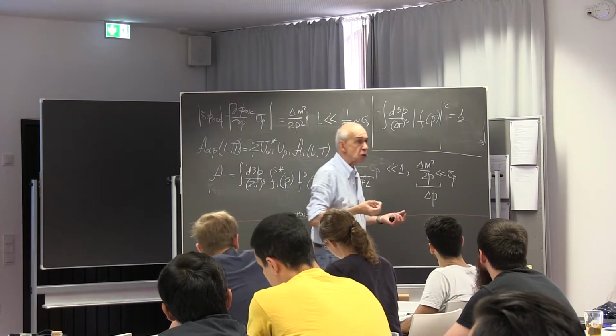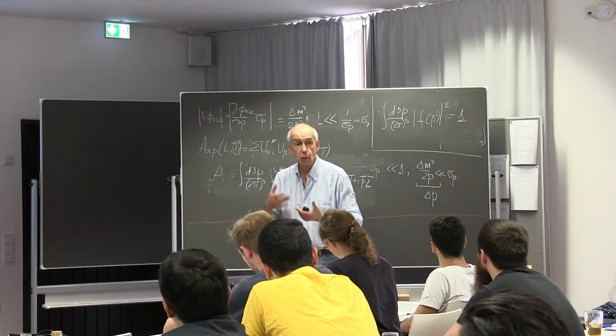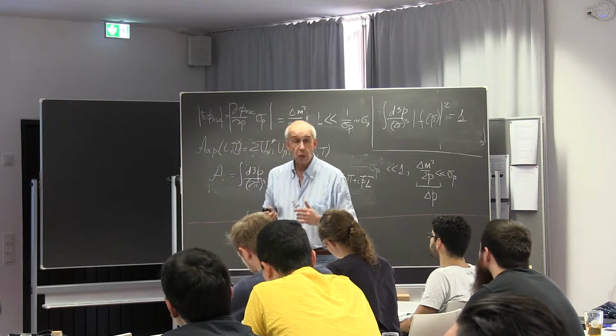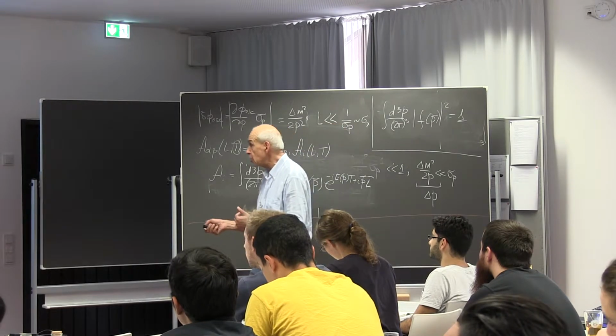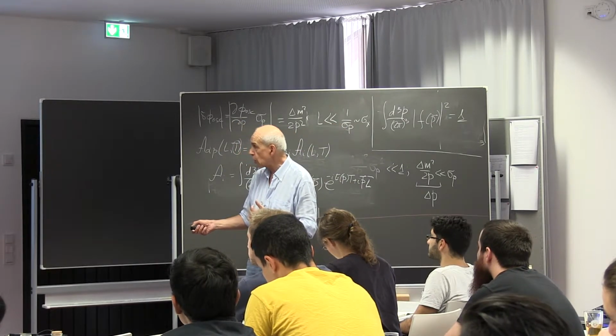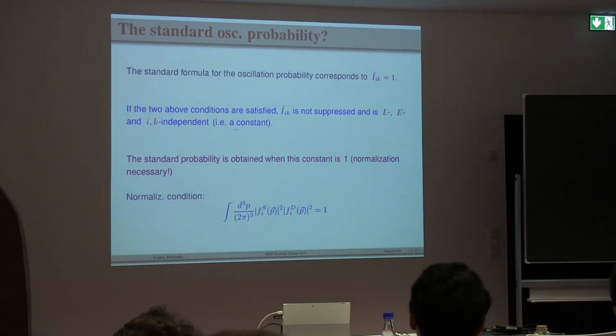We can choose some different normalization if we prefer. We should only do it consistently to get the correct answer. However, whatever normalization we take, we never get the correct result, because the normalization which is necessary to obtain the standard formula is given by this. It depends not only on one wave packet at production, but also on the wave packet at detection. And the reason for this has nothing to do with neutrino oscillations. This only has to do with the fact that our states are described by wave packets which do not correspond to sharp momenta. They have some momentum spread.